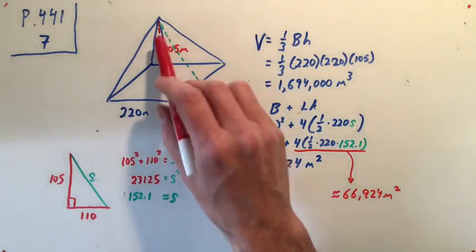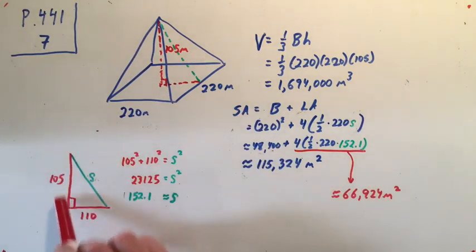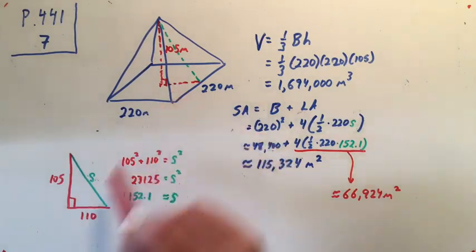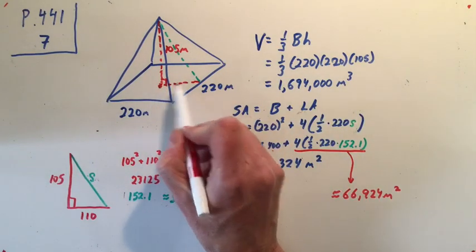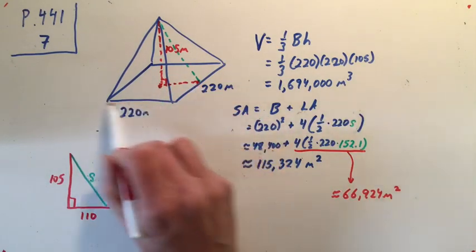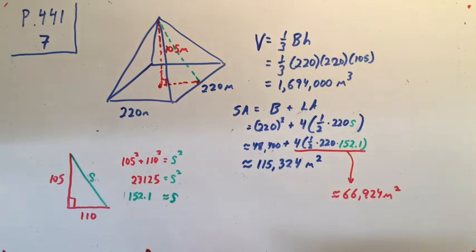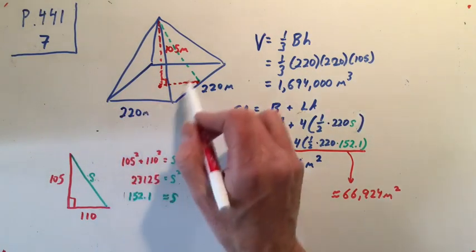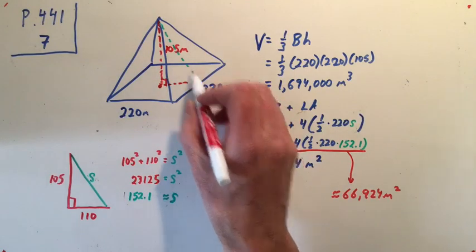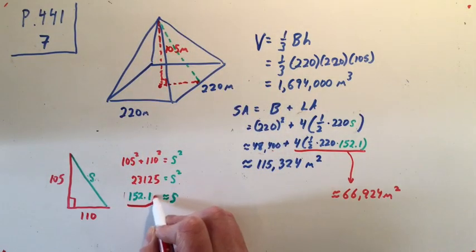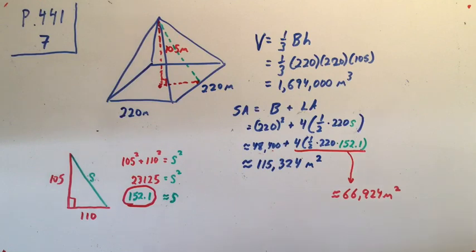And you can see the height of the pyramid gives us the height of this triangle. Where this 110 comes from is the distance from here to here is going to be half the length of the side of a square there. So instead of 220, we're going to have 110 there. Then we use our Pythagorean theorem, and we get the slant height to be 152.1, which is going to be the height of each triangle.